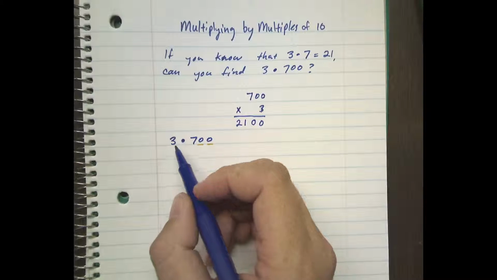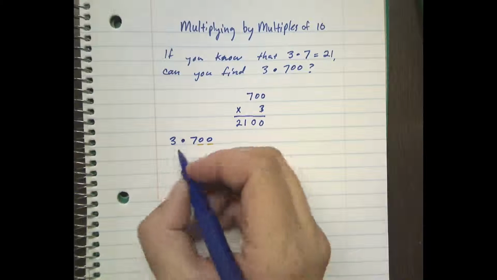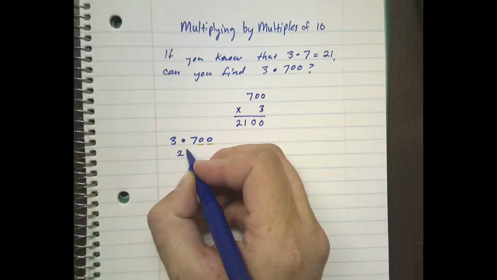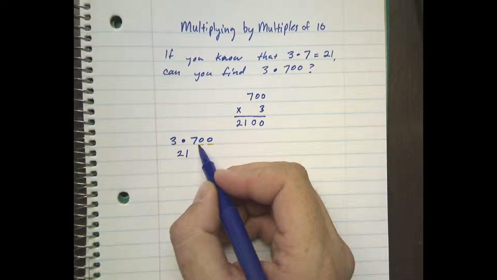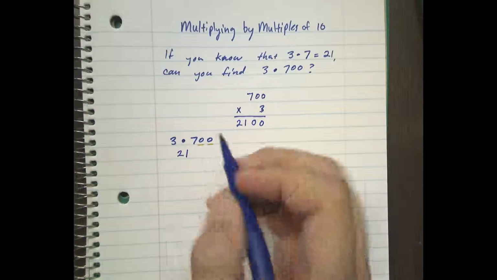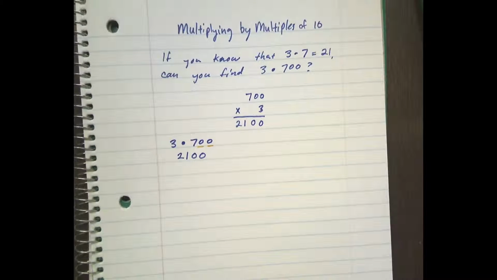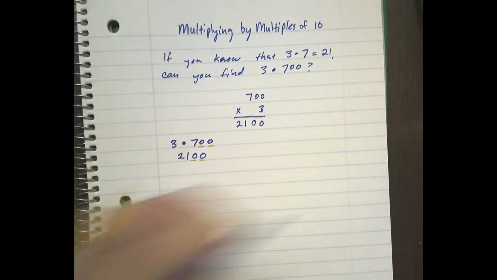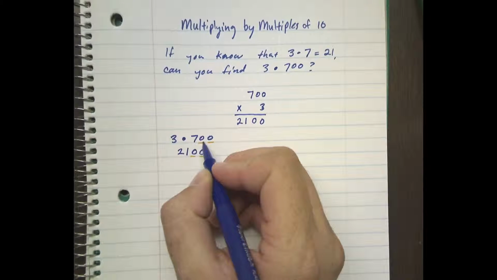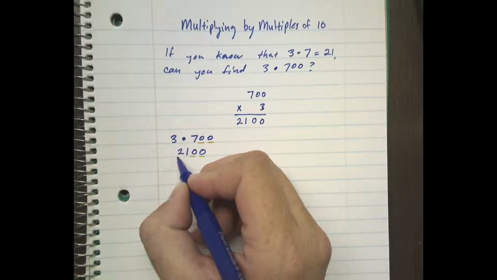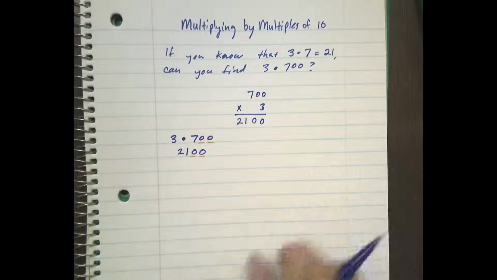But here's my trick: you take 3 and you times it by 7, and you get 21. And then all you have to do is count how many zeros there are. So there's 1, 2 zeros. And so you're going to put those 2 zeros down there. So that is my answer, just like that. So 3 times 7 is 21, but 3 times 700, because there's 2 zeros, is 2,100, and you put those 2 zeros right here.